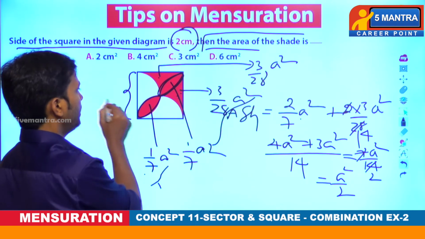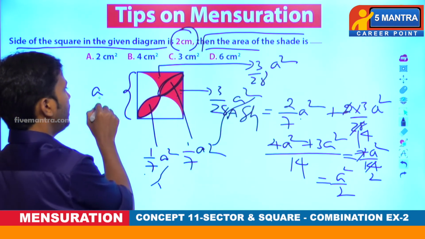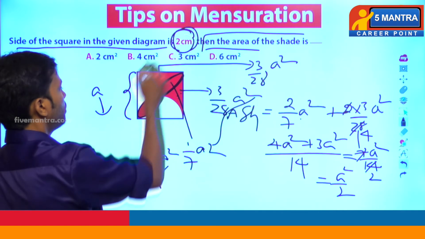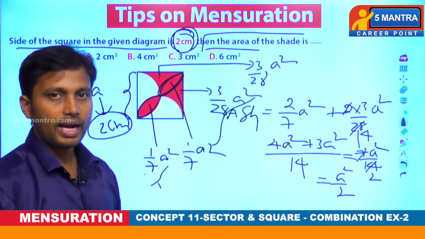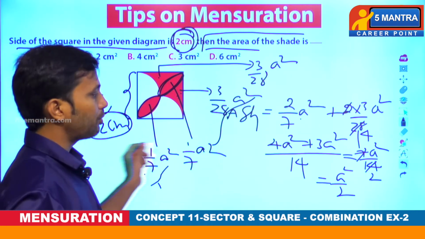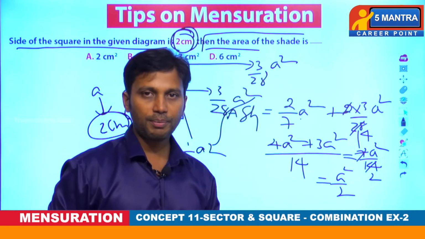Here, this is a side, or not? So the value of the side is given as how much? 2 centimeters. Okay, I haven't substituted that in the beginning. At the end of the analysis, we can directly put the value into that. Getting my point or not?